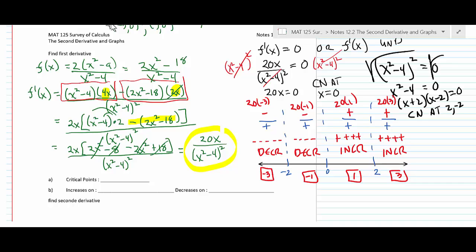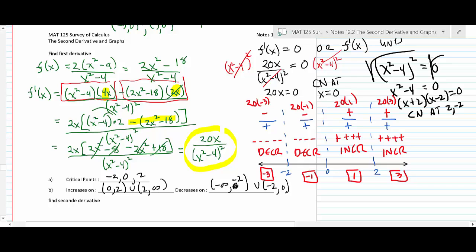Okay, so we're ready to write everything then. So let's see. Our critical points were negative 2, 0, and 2. We're going to increase. We've got to break this up into 2 places because we do have an asymptote there. So we're going to say 0 to 2 and 2 to infinity. Decreasing, we've got negative infinity to 0. No, negative infinity to negative 2, and then union negative 2 to 0 like that. Okay, so that's it. All right.